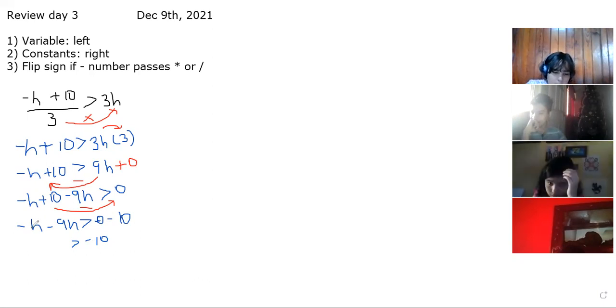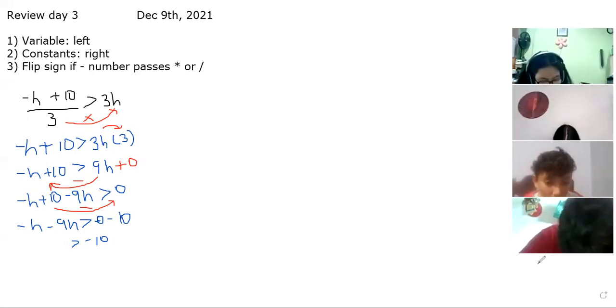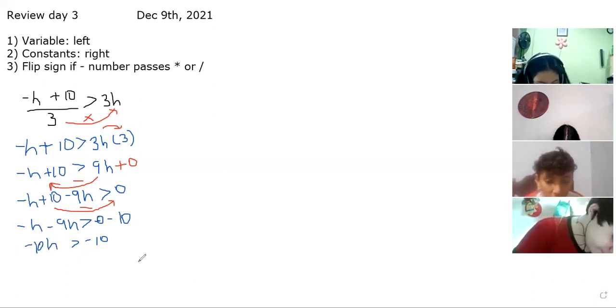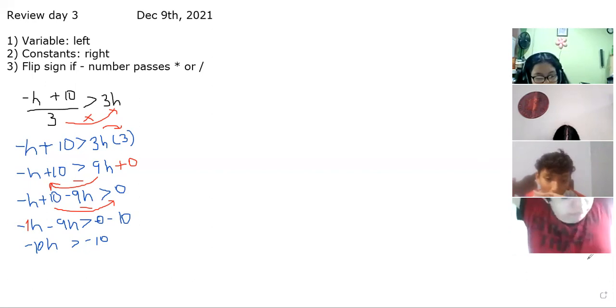And on the other side, negative h minus 9h. How much is that? 8h. Negative 8h. No, it's not negative 8h. You got negative h minus 9h. 9h. No, it's not 9h. 10h. Negative 10h. Okay, negative 10h. Why? Because remember, there's an invisible 1 over here. And same signs, you add and you keep the sign. So negative 1 minus 9, that is negative 10.